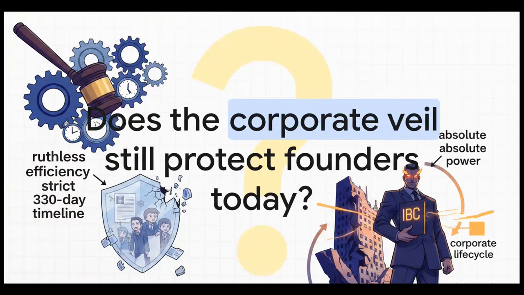Which brings us to the end of our explainer, and I want to leave you with a very provocative question. Think about everything we've just covered today. Does the strict corporate veil of Salomon really still protect founders today? Or has the ruthless efficiency, that strict 330-day timeline, and the absolute power of the IBC made promoters more vulnerable now than ever before in history?